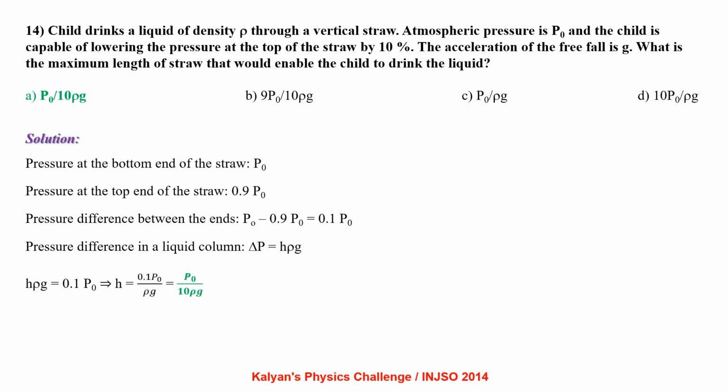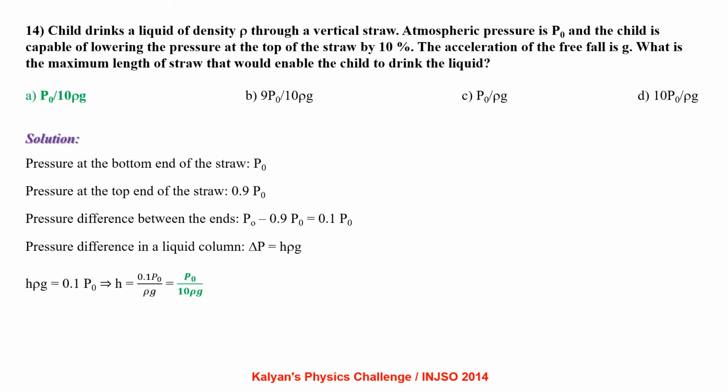A child drinks a liquid of density rho through a vertical straw. Atmospheric pressure is P0, and the child is capable of lowering the pressure at the top of the straw by 10%. The acceleration of free fall is g. What is the maximum length of the straw that would enable the child to drink the liquid?